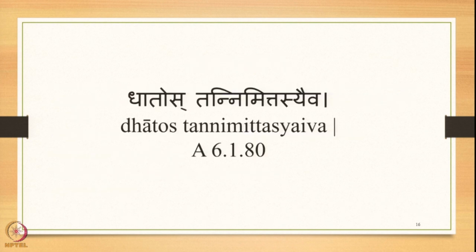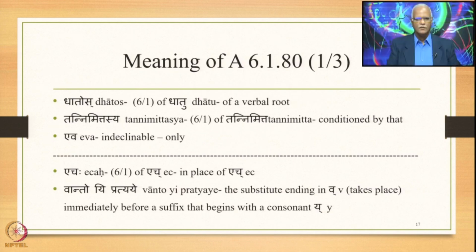Now let us go to the second sutra, which is dhatos tannimittasyaiva, which is 6180. Now let us look at the meaning of 6180. This sutra has got three words. The first one is dhatos, which is 6/1 of the word dhatu. Dhatu means a verbal root. So dhatos means of a verbal root. Tannimittasya is the 6/1 of Tannimitta.